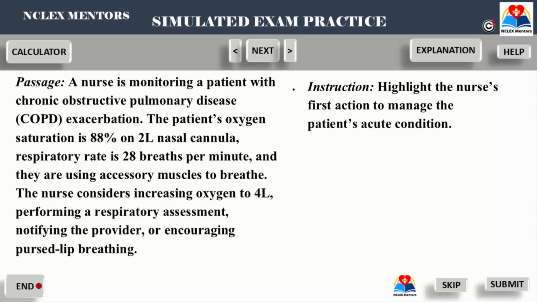Let's pause here for just a moment. Imagine you are the nurse at the bedside. You're watching this patient breathe fast, working hard to get air in, and their oxygen is low, but not dangerously low for someone with COPD. So what do you do first?